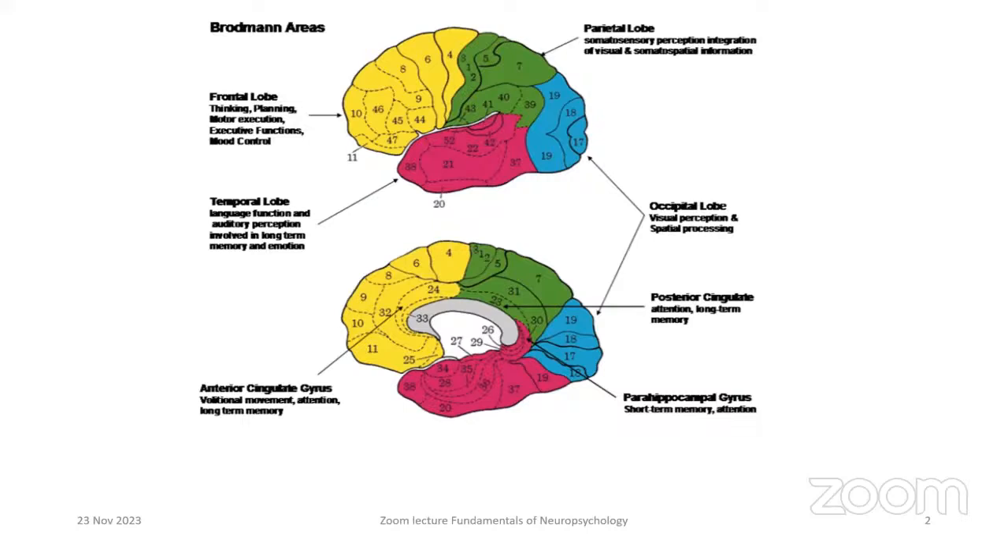The temporal lobe is for language function and auditory perception. It's involved in long-term memory and emotion. The posterior cingulate gyrus is for attention and long-term memory. Again, the cingulate gyrus is very important. Parietal lobe: somatosensory perception, integration of visual and somatospatial information. The occipital lobe is visual perception and spatial processing. The posterior cingulate gyrus, as I said earlier, is attention and long-term memory. Parahippocampal gyrus: short-term memory and attention. So these are the broad ideas. We'll go on to the next.